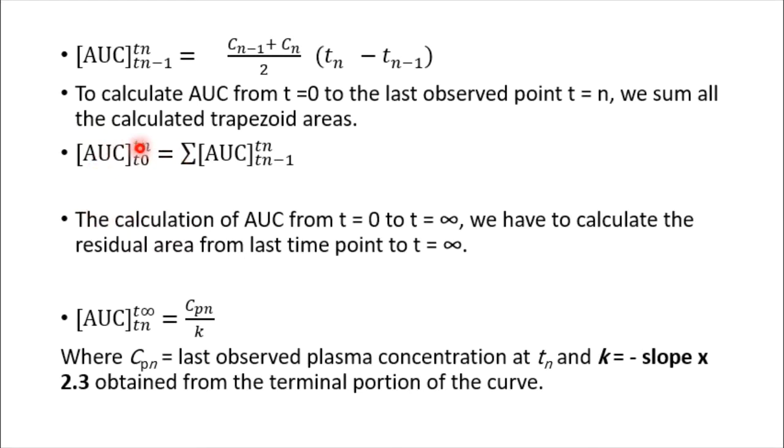For the calculation of area under the curve from the last time point to infinity, we can just divide the last seen or observed concentration over the elimination rate constant to calculate the area from the last seen point to infinity, and then simply add this area to the rest of the area to get the area under the curve from time 0 to infinity.